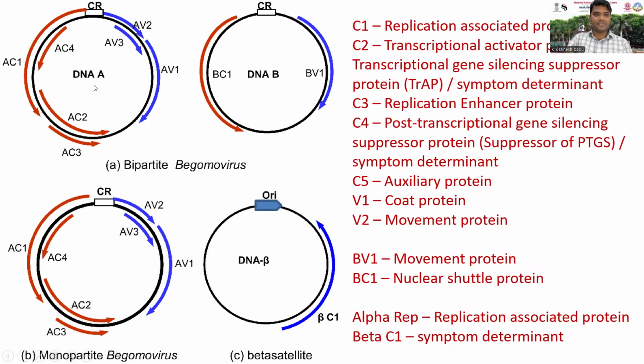In the next slide, I have shown the genome architecture of begomoviruses: DNA A, DNA B, and beta satellite. I have shown various types of arrow marks showing different types of viral genes present inside the viral genome. The viral genes are encoded in both directions, clockwise and anti-clockwise. Beta satellites also encode specific pathogenic proteins like beta C1. In the case of alpha satellites, a specific Rep protein, the replication associated protein, is responsible for the replication of the associated viral genome.